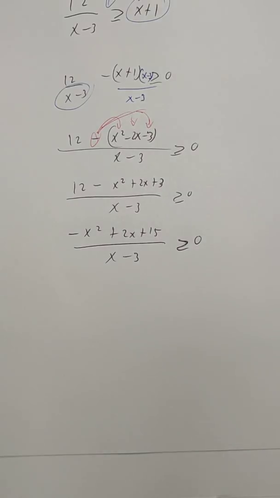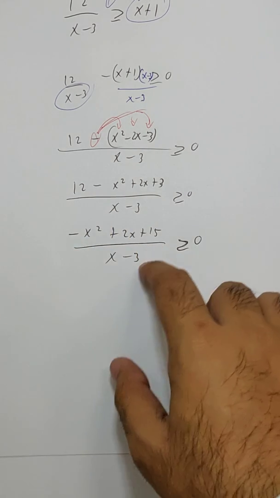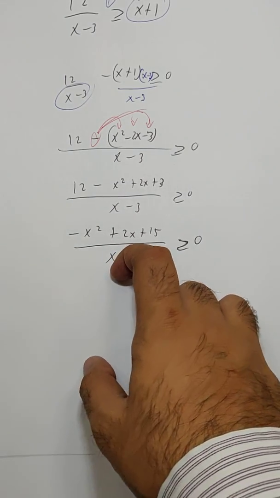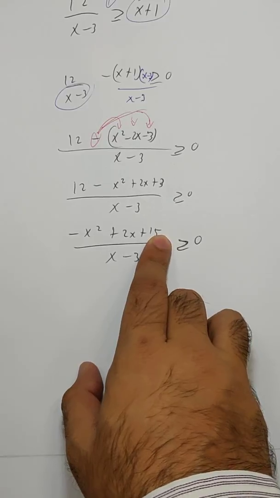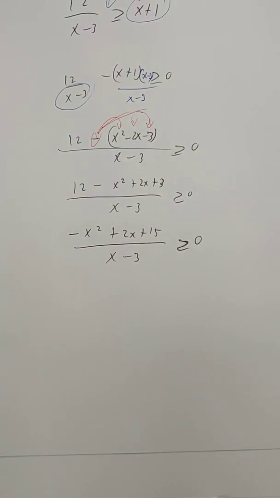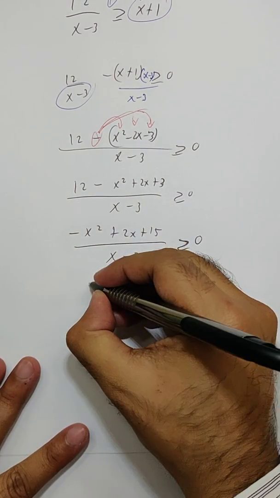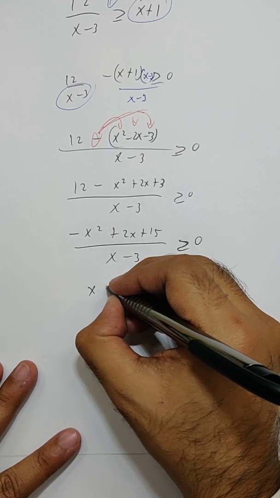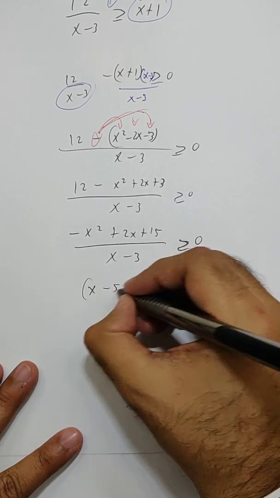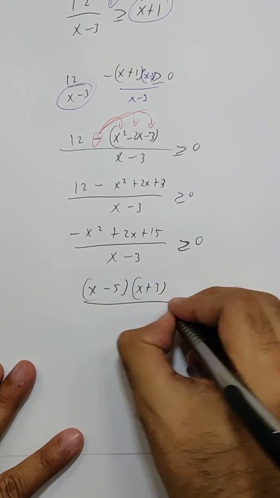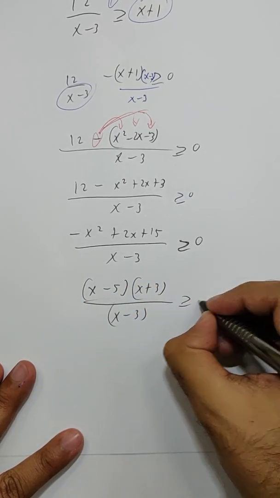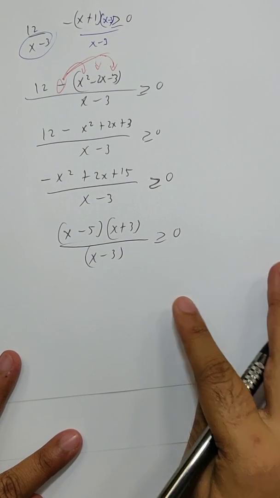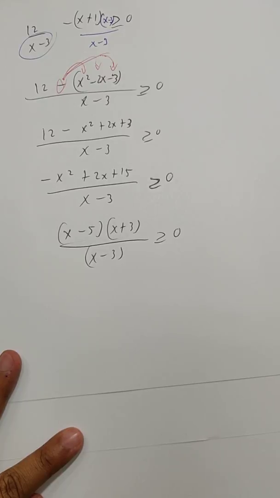Any suggestion on how should we continue? Are we done? Why not? The left hand side has not yet been fully factorized. How do you factorize this one here? Calculator. Okay, and what do you get? So x minus what? x minus 5, x plus 3 over x minus 3. Are you guys okay? Satisfied? Understand?